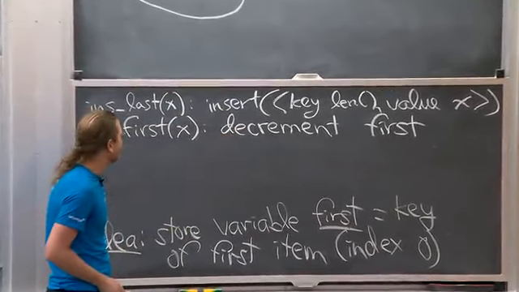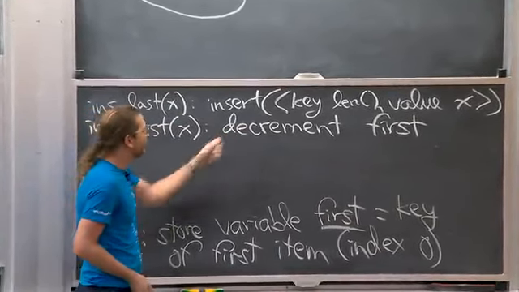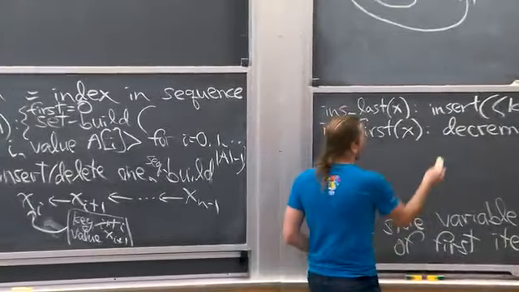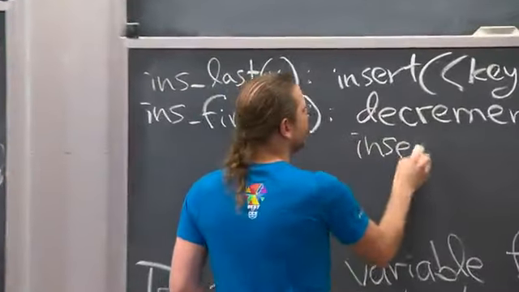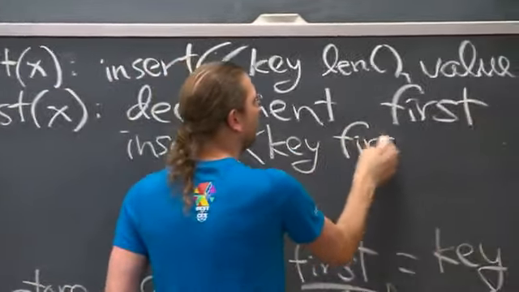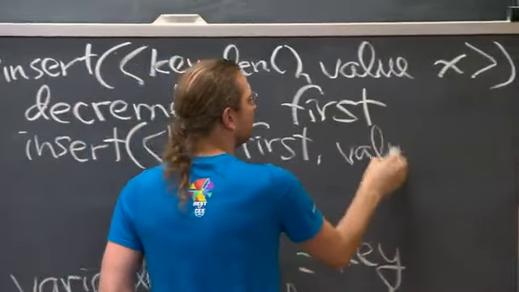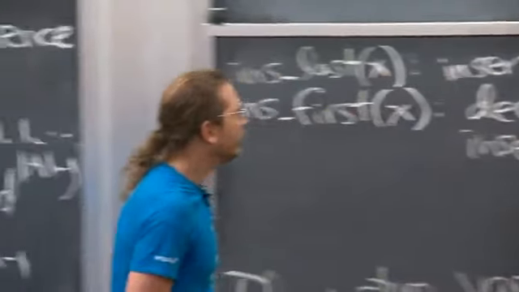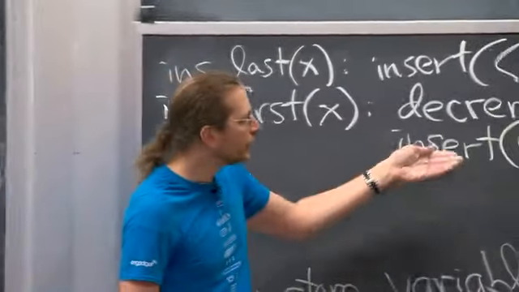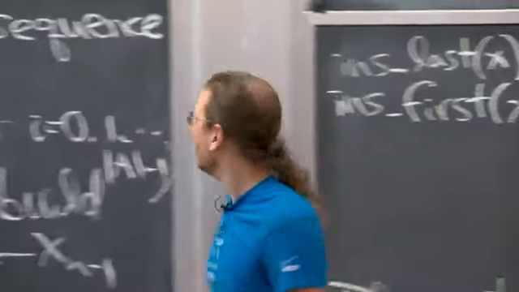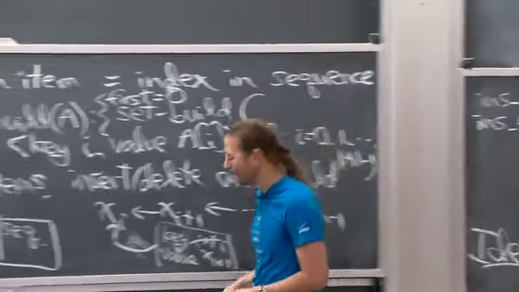This shows my assembly language programming. This is usually a built-in operation on most computers. And then I can insert an item with key first and value x. Great, and if I want to delete the first item, I would delete the item with key first and then increment first. And now all of my operations have to change a little bit.